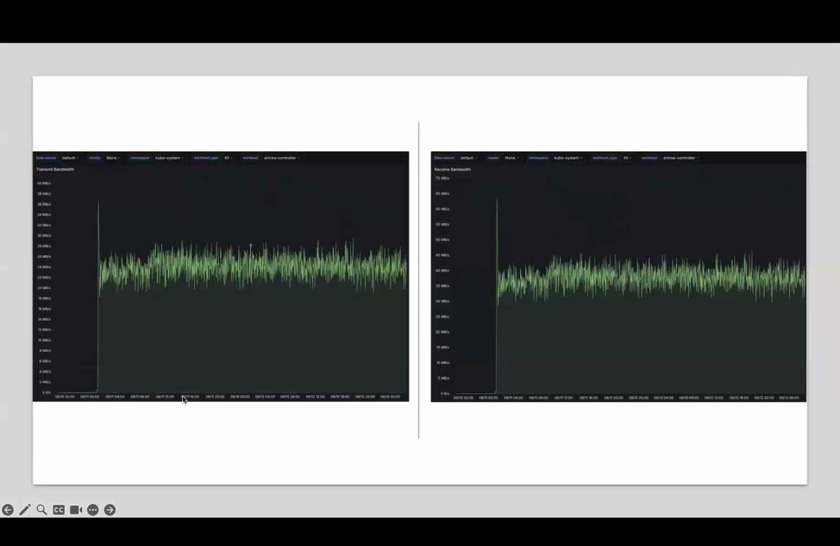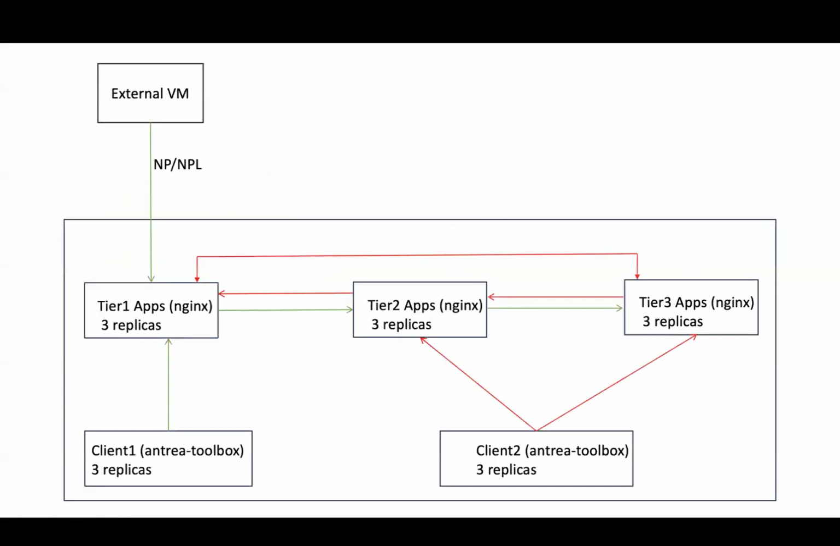By the way, can you switch to the second page of your slide when you talk about the application? Like this one. What do these lines mean, the red and the green lines? Yeah, the red lines mean the traffic which is dropped.